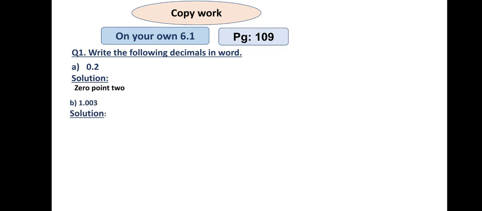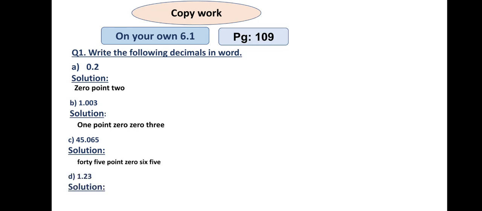Number B is 1.003. Write the spelling of this number like this. The third one is 45.065. And the last one is 1.23.